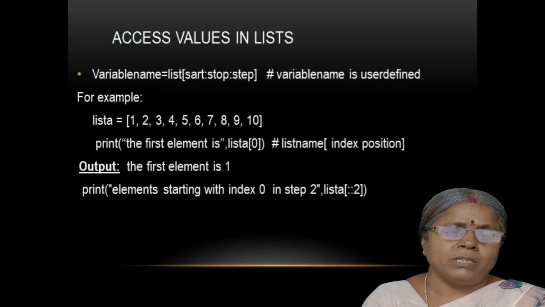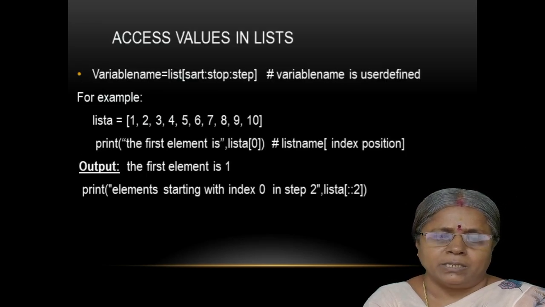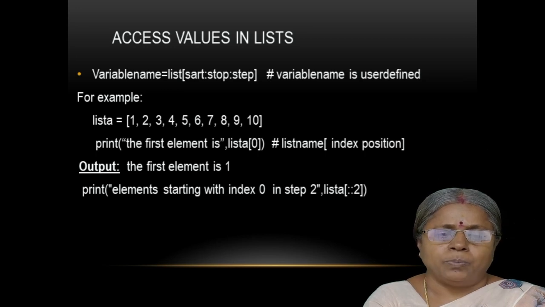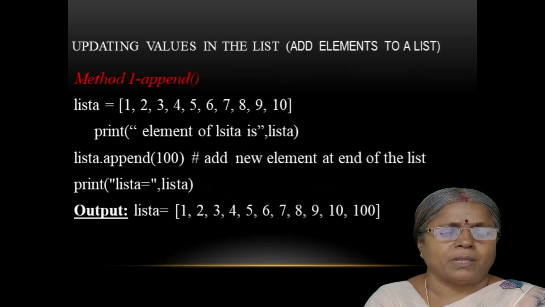Next we see about what are the possible operations available in the list. First one, how to access values in the list. We can access the value by specifying the start position, stop position and step values. Suppose I want to print the first element in the list by using the print method, list variable within the square brackets. We can specify the position as 0 to print the first element in the list.